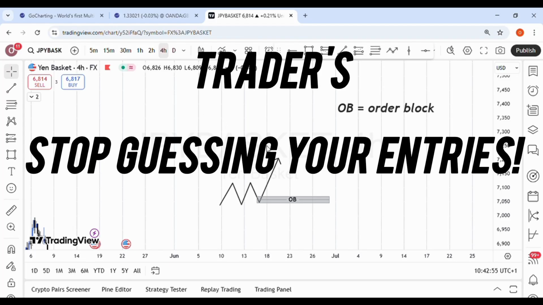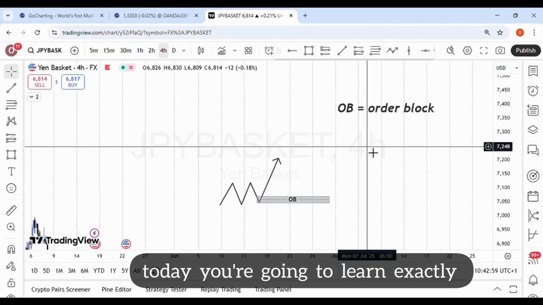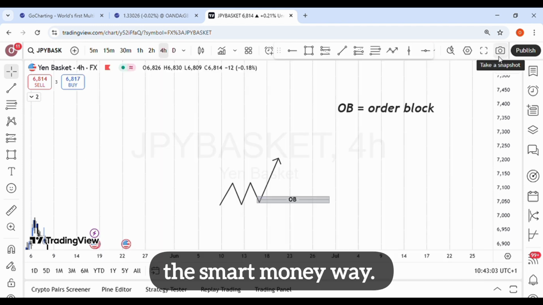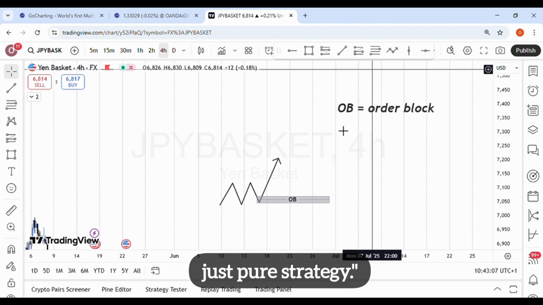Traders, stop guessing your entries if you are tired of fake outs. Today, we are going to learn exactly how to identify a valid order block the smart money way. No fluff, no confusion, just pure strategy.